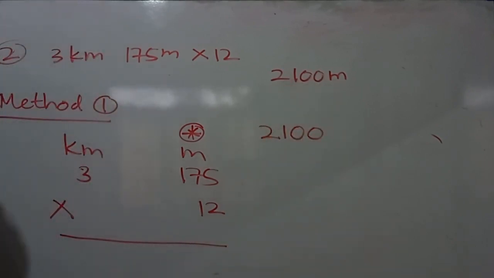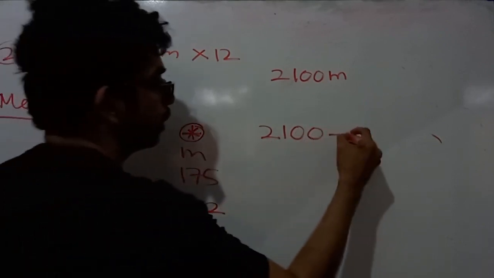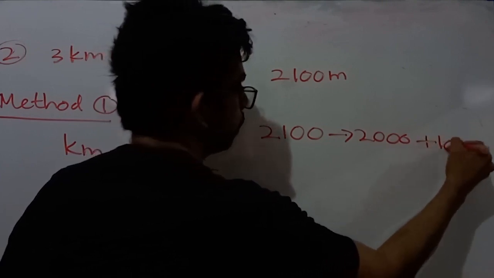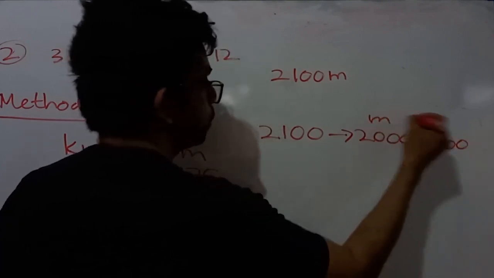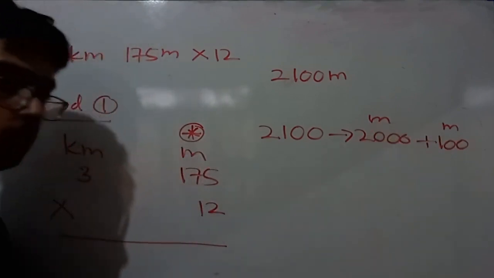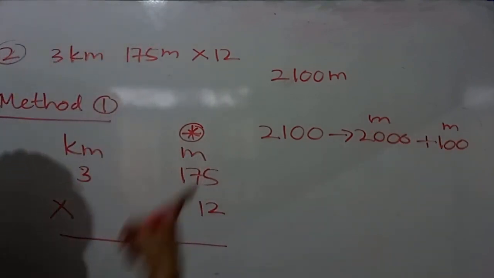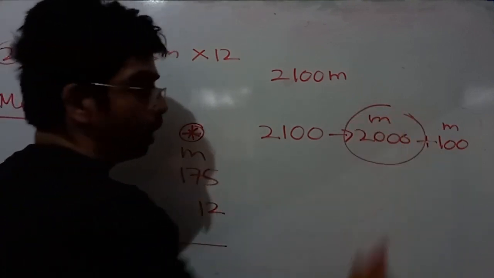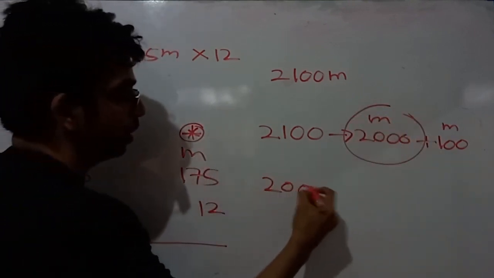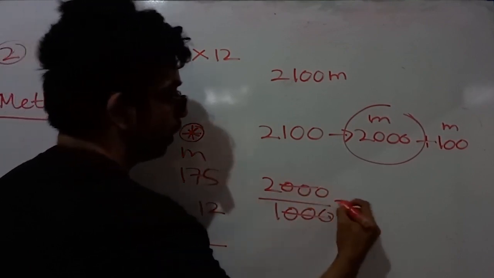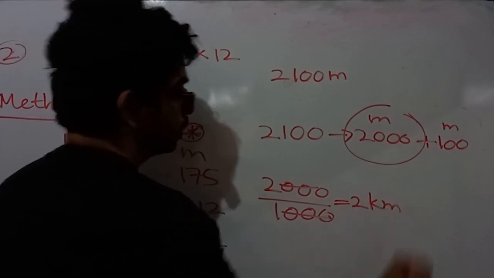2100 meters. So we can break this into what? 2000 plus 100. These two are meters. I can't write meters like that, I wrote it this way so that you can understand clearly, right? So here we can convert this 2000 meters into kilometers by dividing it by 1000, no? So we get what? 2 kilometers.